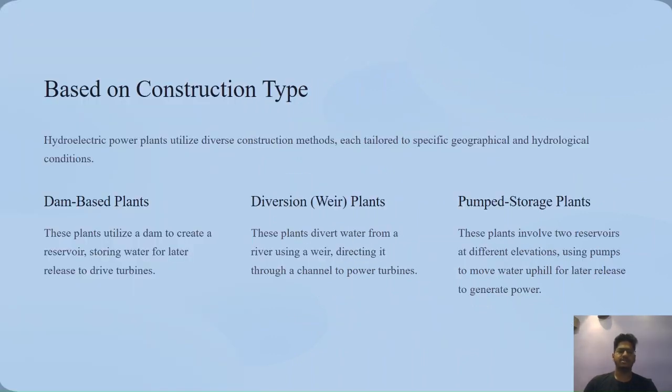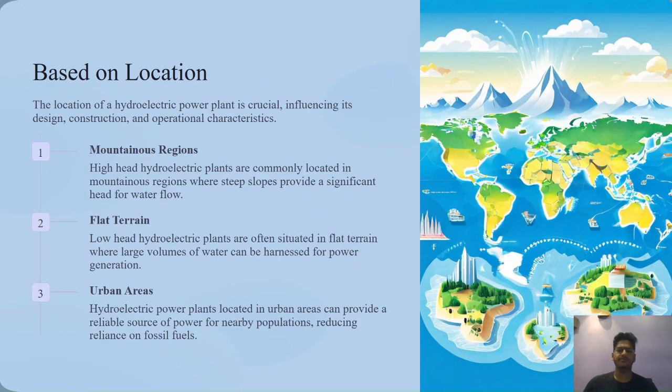So, based on the construction type. Hydroelectric power plants utilize diverse construction methods, each tailored to specific geographical and hydrological conditions. Dam-based plants. These plants utilize a dam to create a reservoir, storing water for later release to drive turbines. Diversion plants. These plants divert water from a river using a weir, directing it through a channel to power turbines. Pump storage plants. These plants involve two reservoirs at different elevations using pumps to move water uphill for later release to generate power.